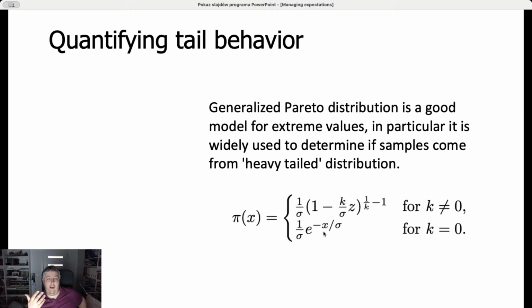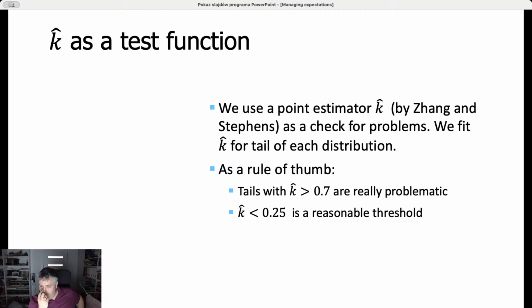So it is not exponential like the normal distribution. It's more heavy-tailed, and in the case of k equals 0, it reduces to the exponential distribution, but not normal, no square here, just the exponential distribution. And this Pareto distribution can be used to determine if samples are coming from a heavy-tailed distribution.